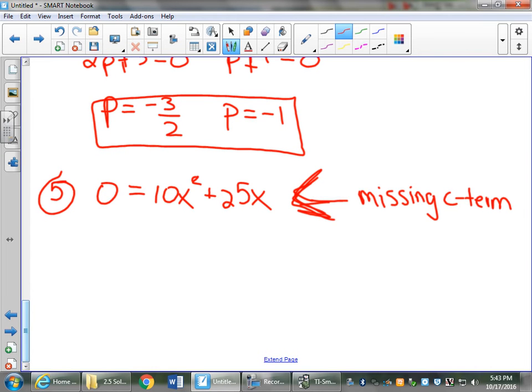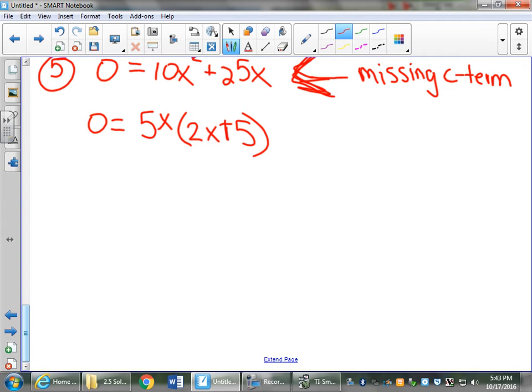And I mentioned earlier that anytime the C term is missing, factoring is definitely the quickest way to get your solution. Way faster than the quadratic formula, and I can't do square roots because it does have a B term. So the only thing I can factor out here with the two terms is a GCF. Factor out the 5x, which will leave me with 2x plus 5. Looking at the binomial in parentheses, 2x plus 5, that's no longer a quadratic, so you can't do anything else with it. This is already factored. All you could do is the GCF.